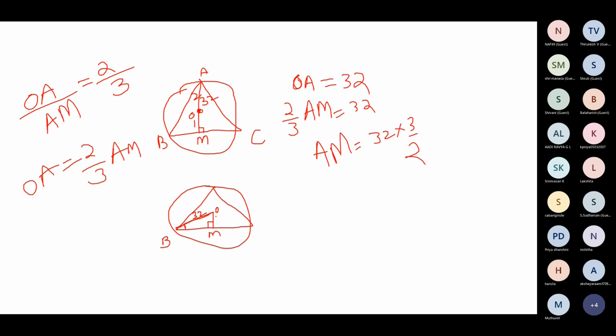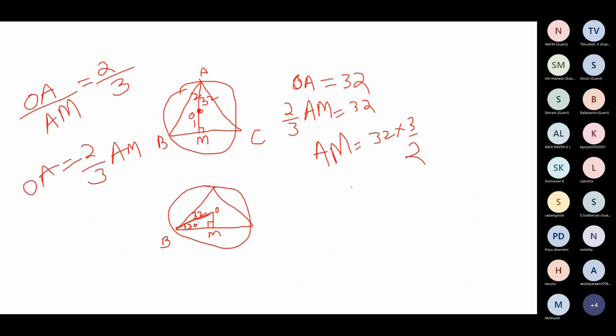I've told you that OB is the angular bisector of B. I don't know if you remember. OB is the angular bisector of B. So the whole angle is 60 degrees. This will be 30 degrees. Angle OBM is 30 degrees.